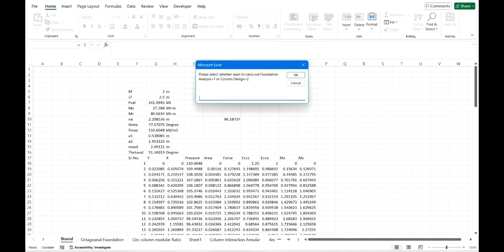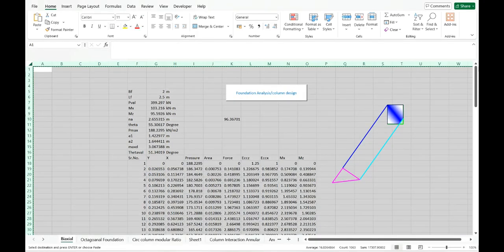Say analysis is 1. Analysis 1. Enter. Then it asks for the foundation analysis rectangular 1. Yeah, and then foundation BF, which is 2 meters. Then 2.5 meters, right? And then vertical load is 399.297 kilonewtons. Then moment mx is 103.216. Moment mz is 95.5926. Yeah, let's see how the results are.